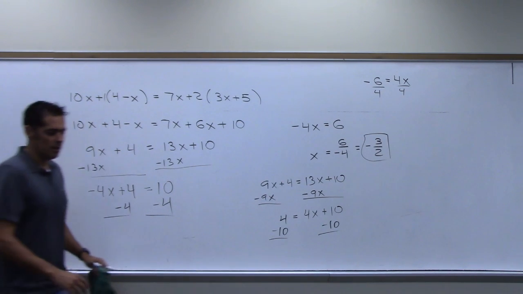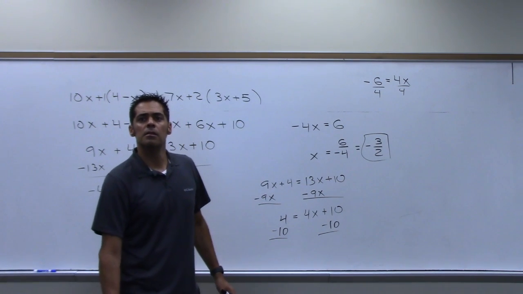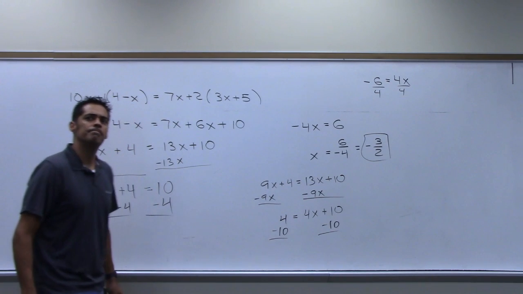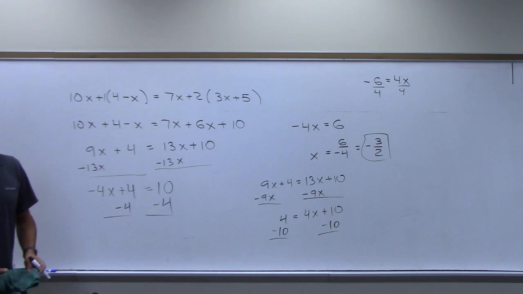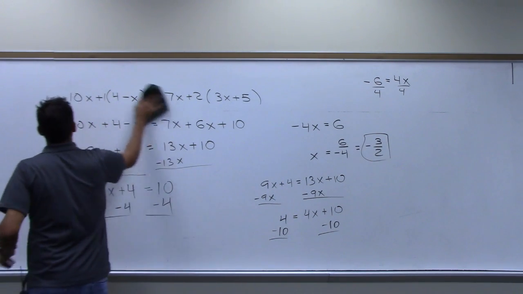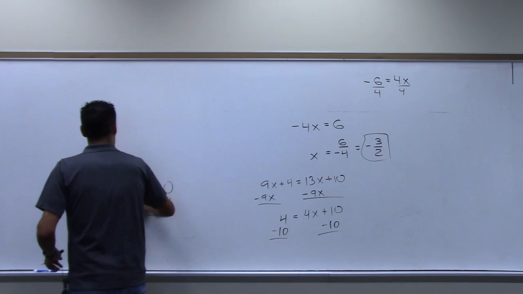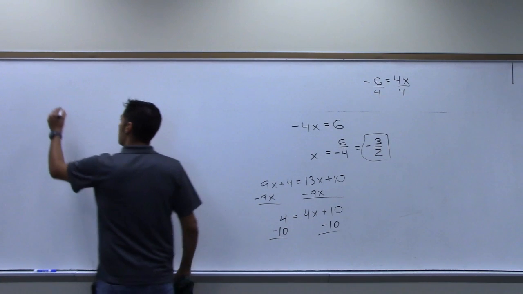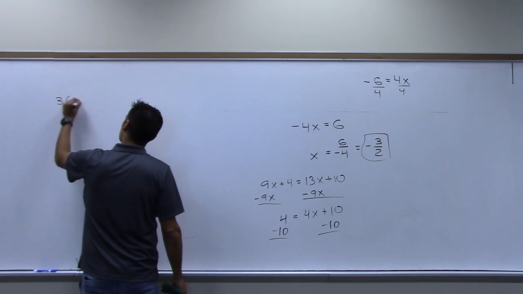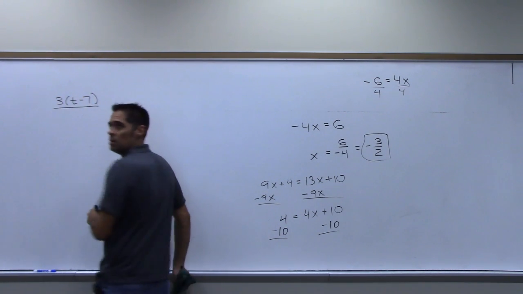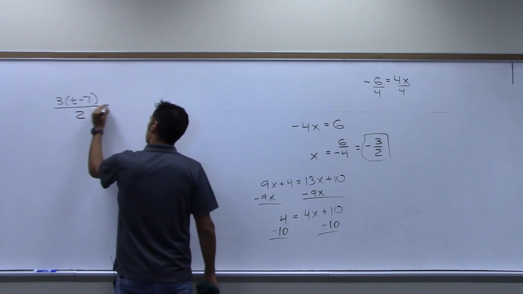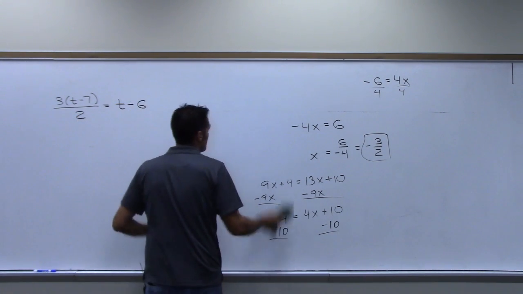And then you would have divided by 4, and then you would have been exactly the same place. All right, let's move on. Let's try, I think 5 looks worse than 6. Let's try 5. So we have 3, and then in parentheses, t minus 7 over 2 equals t take away 6.